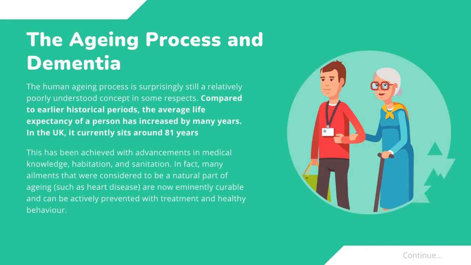The aging process and dementia. The human aging process is surprisingly still a relatively poorly understood concept in some respects. Compared to earlier historical periods, the average life expectancy of a person has increased by many years. In the UK, it currently sits around 81 years. This has been achieved with advancements in medical knowledge, habitation, and sanitation. In fact, many ailments that were considered to be a natural part of aging, such as heart disease, are now eminently curable and can be actively prevented with treatment and healthy behavior.